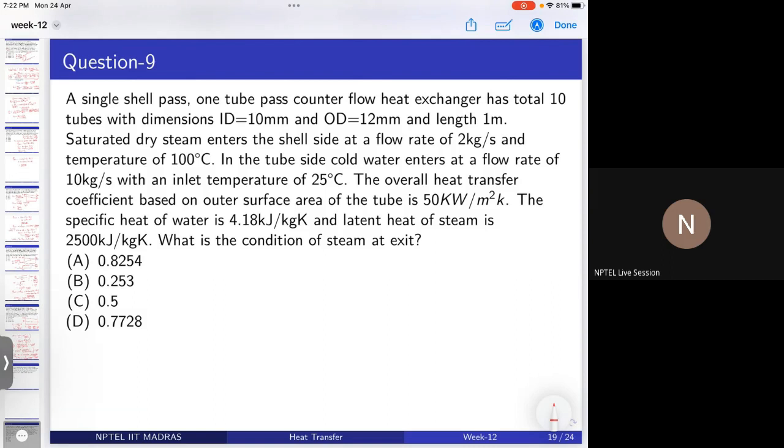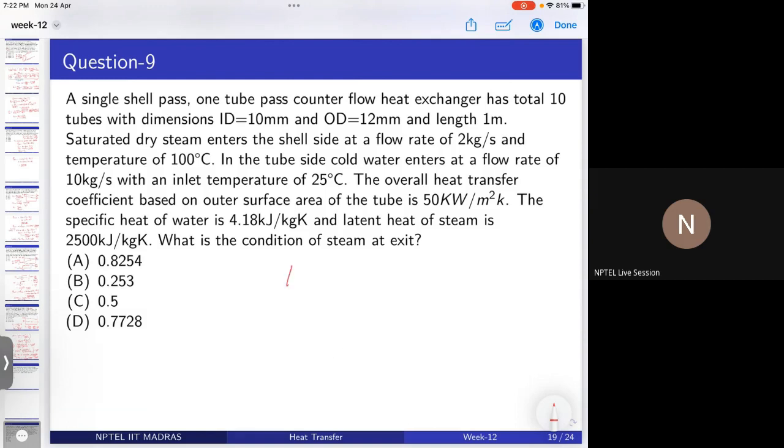Okay. So actually, if the exit temperature of the cold fluid was given, then it was easy because we would get the heat transfer rate, that is the heat gained by the cold fluid, and we can just equate it with the change in the enthalpy of the steam. But here that is not given. So we have to go to the NTU-effectiveness method itself.